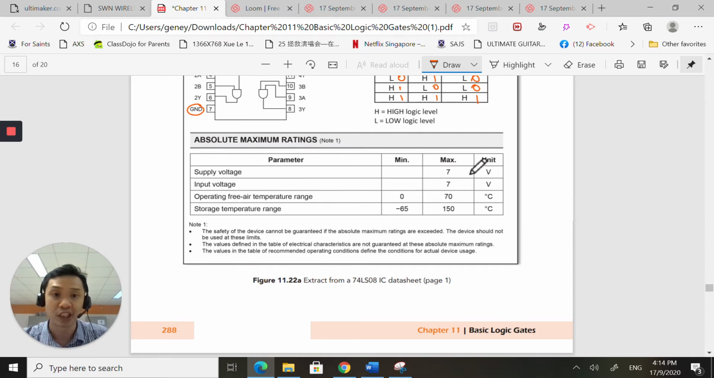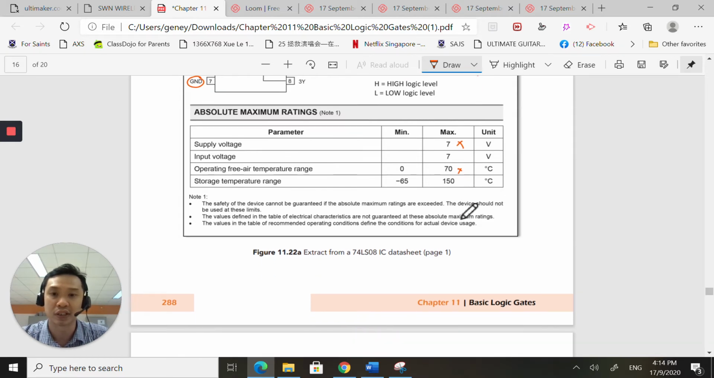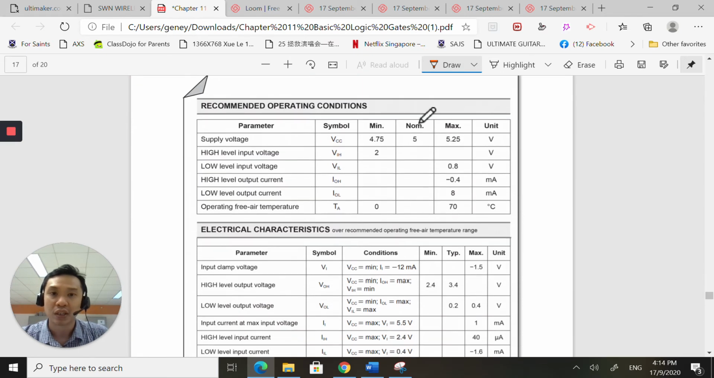Now, there are certain things that you have to take note of in the datasheet. The supply voltage, please do not exceed 7 volts. Yeah, temperature do not exceed 70 degrees Celsius. I don't see how it can reach 70 degrees Celsius, but don't. So for a normal supply voltage, stick to 5 volts. This is not an issue. 9 out of 10 times we work with 5 volts in our course.